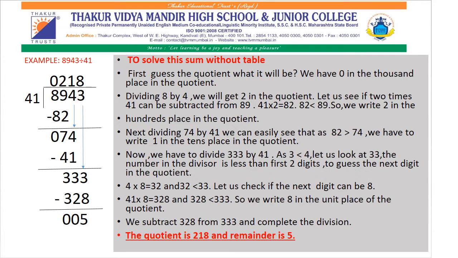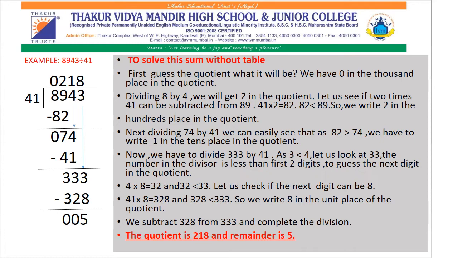And here we have to divide 333 by 41. As 3 is smaller than 4, let us look at 33 in the 4 table. Can you get 33 in the 4 table? No, but we get 32 in the 4 table. That is 4 8s are, correct? So 4 8s are 32 and 32 is also smaller than 33. So let us check if the next digit can be 8 or not.